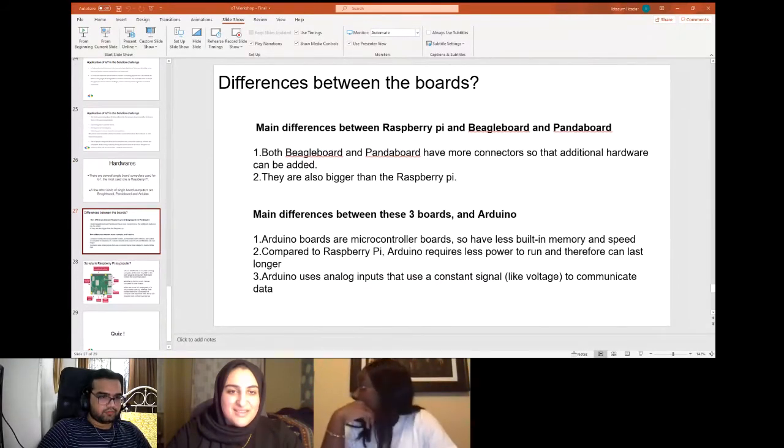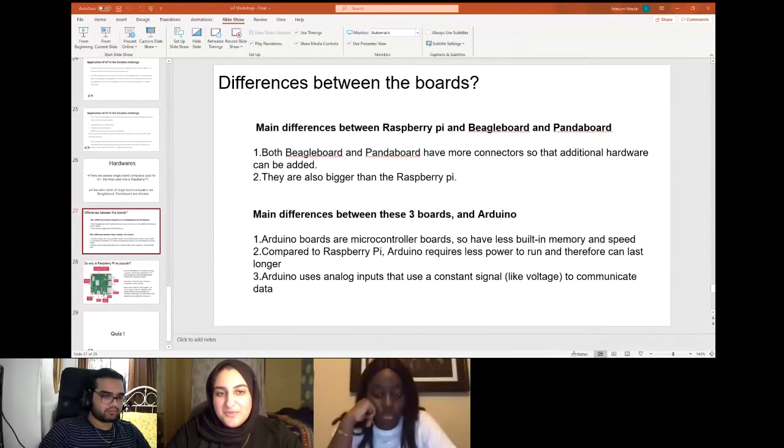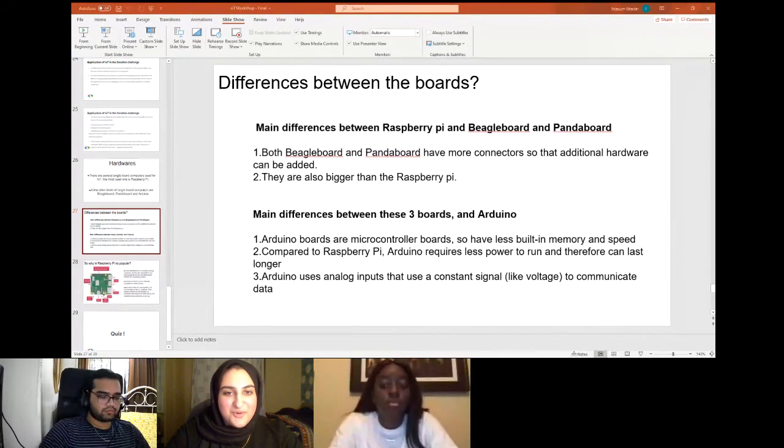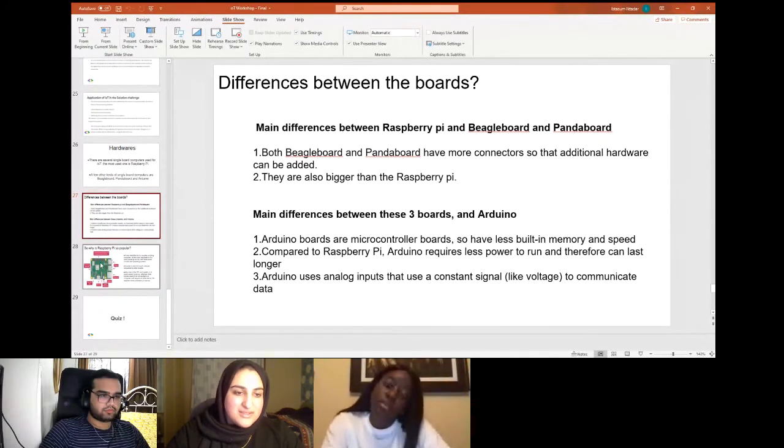So what are the differences between these boards, like why would you want one over the other? The main differences between Raspberry Pi and the BeagleBoard and PandaBoard is that both the BeagleBoard and the PandaBoard have more connectors and additional hardware can be added. So if you wanted more sensors, more thermistors, you can add whatever you need to. They're also quite big, a lot bigger than the Raspberry Pi. So if you wanted a smaller project, you'd want to use maybe a smaller board.